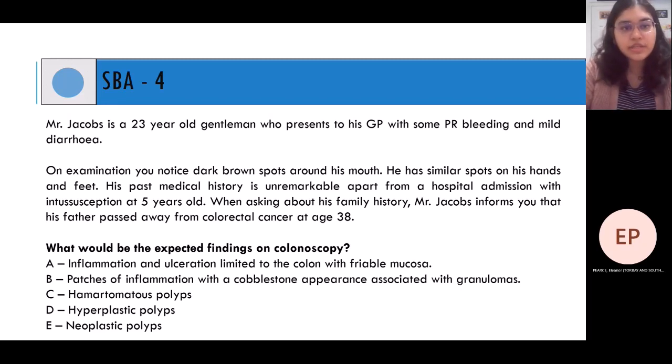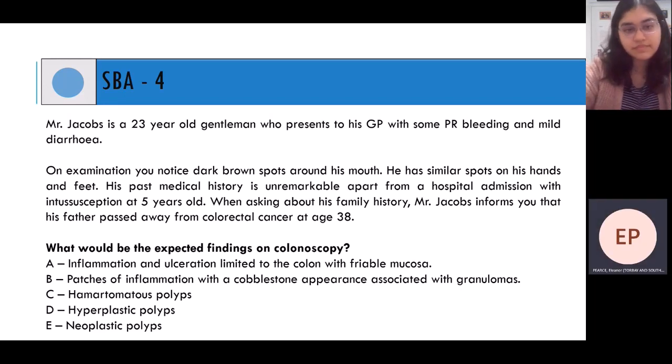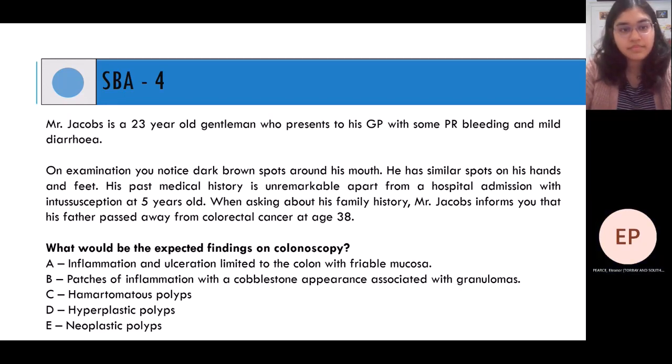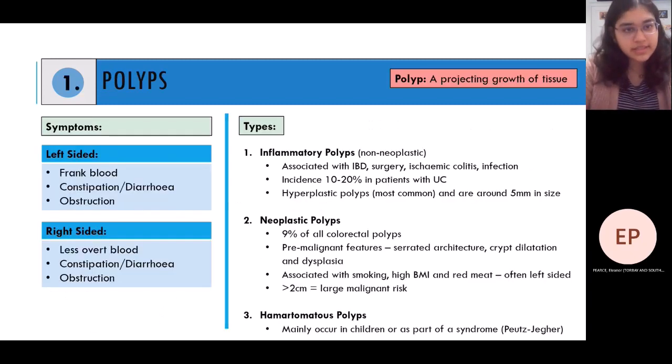So this is a two-part question. Initially, what do you think the diagnosis is? And then as a result, what would be the expected findings on colonoscopy? So some people are going for C and some for E. Okay, that's most of them. Cool. So C is definitely the right answer, and I'll go on to the next slide and we can talk about why that is the case.